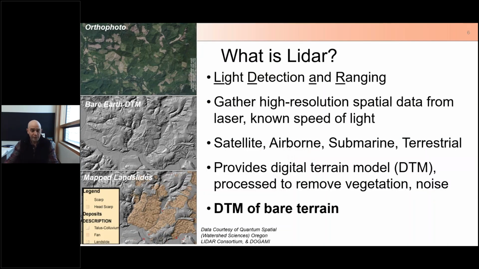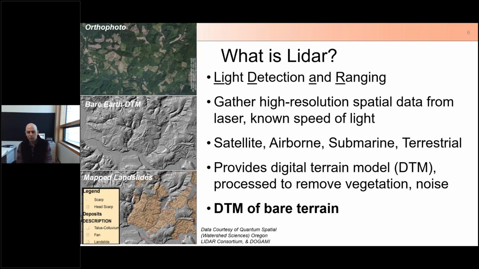So LiDAR itself is alphabet soup. It's an acronym. It stands for Light Detection and Ranging technology. And what it does is it's a laser. It shoots photons, in a simple description here. It uses photons, knowing the speed of light, and can measure the time of flight of those photons and get a point in space, knowing the angle in which it's shot. It does that for millions of points per second, returning a point cloud.